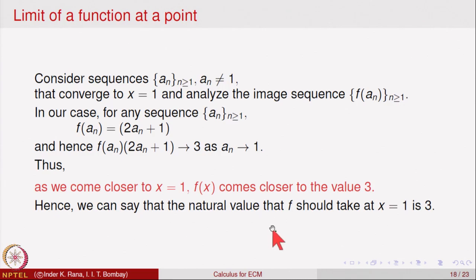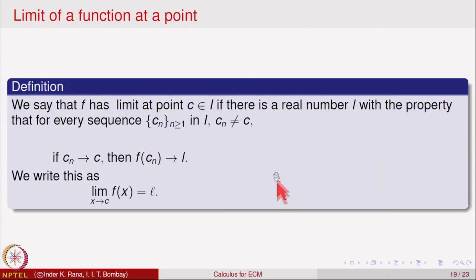That is the way we try to predict. So, let us make it a definition. Here we are making this more precise. Let us say we have a function f. We say f has a limit at a point c.